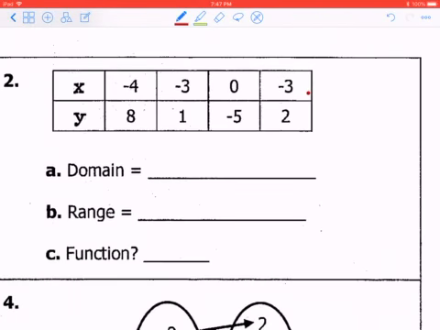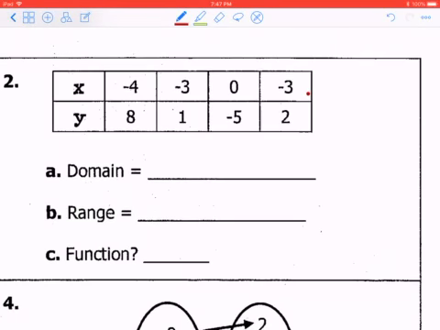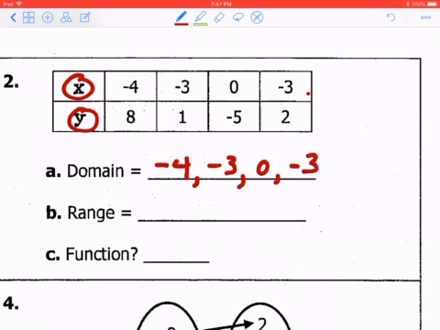Number 2, it's in a table. Same thing. I'm going to look at my x, then my y. My domain is -4, -3, 0, and -3. My range, 8, 1, -5, and 2. Because there is repeating x's, this is not a function.